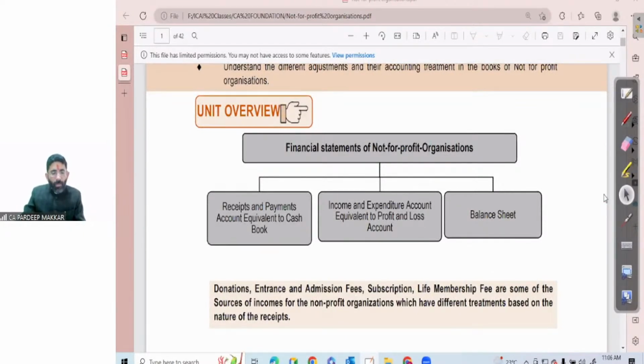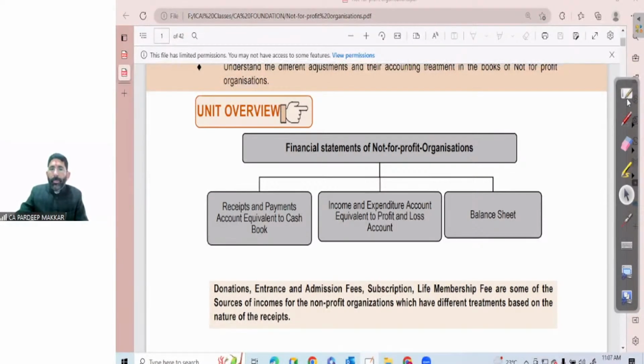NGOs. All others. Send the answer fast, beta. Send some examples. Very good. Very good. Shabash. Good.